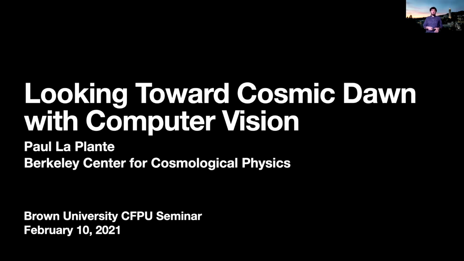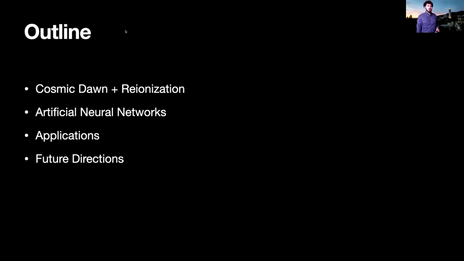Just to give a quick overview of what I'll be talking about. I'll start by situating and motivating the science case with what we call cosmic dawn and reionization. Then I'll talk a little bit about artificial neural networks, which is a technique that I use in a lot of my research. And then I'll talk about specific applications of these neural networks. And then finally, a little bit about what I'm working on now and where I'd like to go in the future.